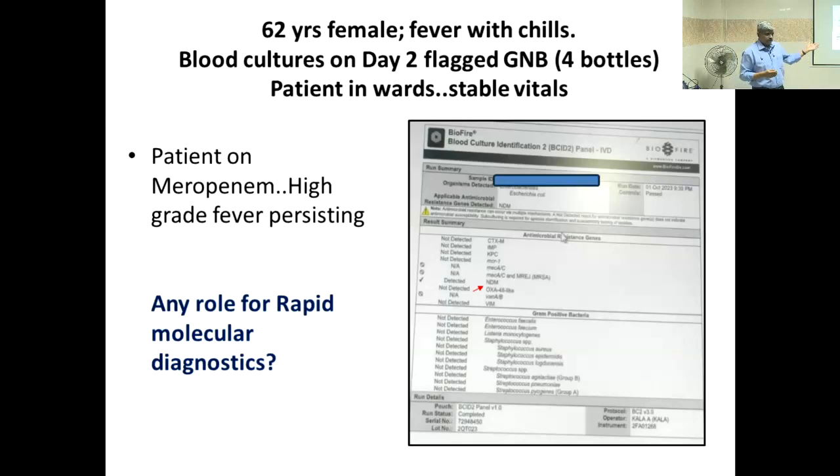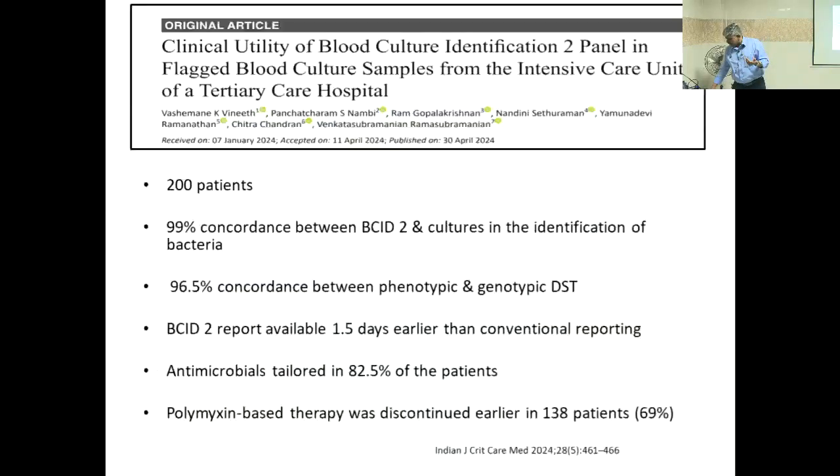So it was a big surprise. We picked up NDM. And then what did I have to do? I put her on colistin. That is what was done for this patient. So that's the kind of impact that you would get when you do a test like this.